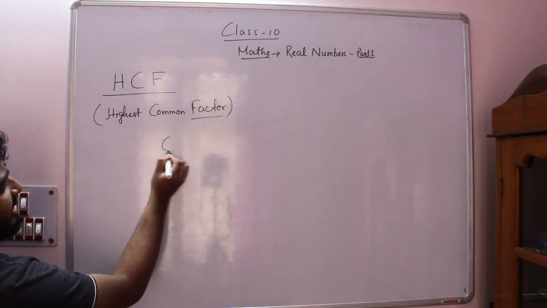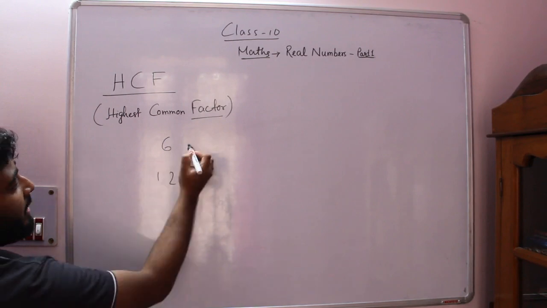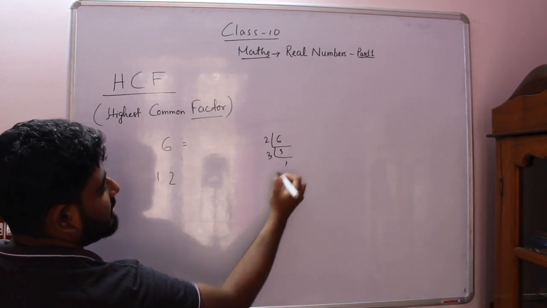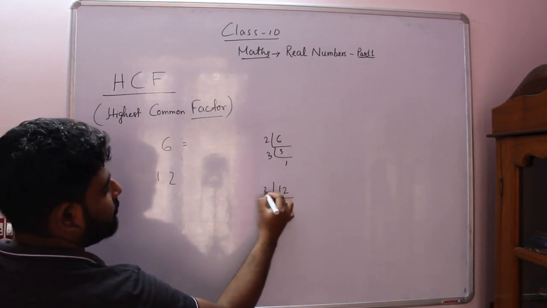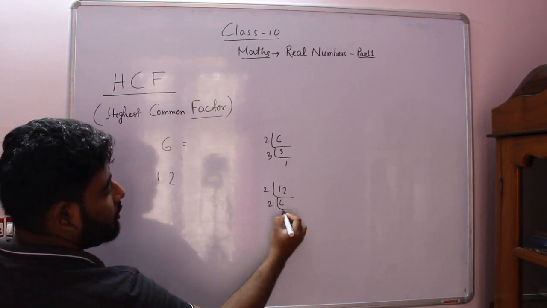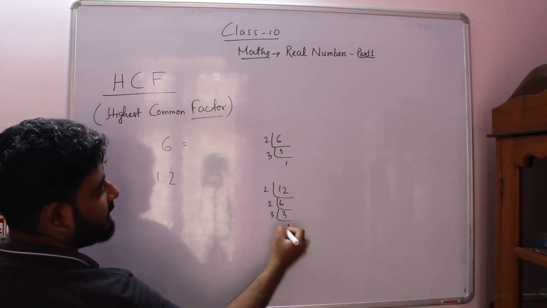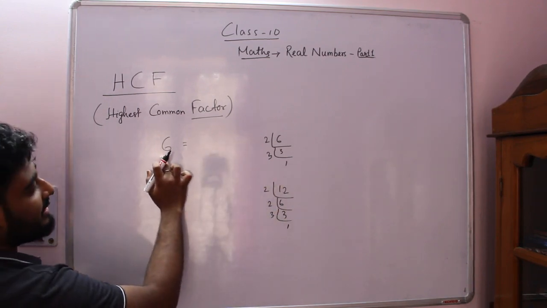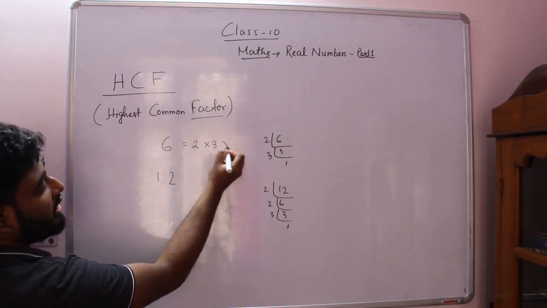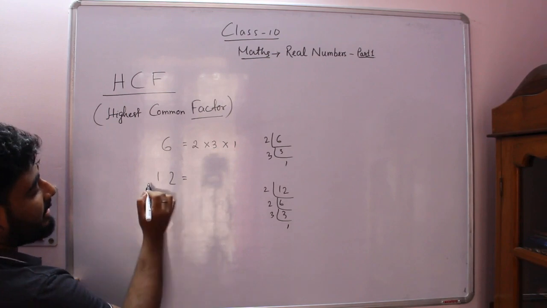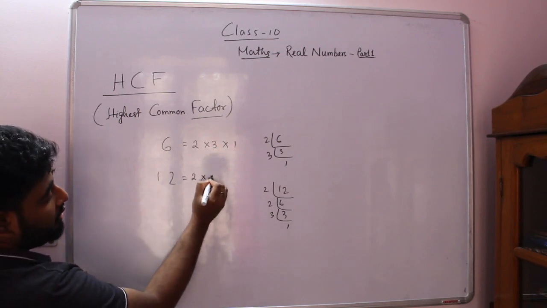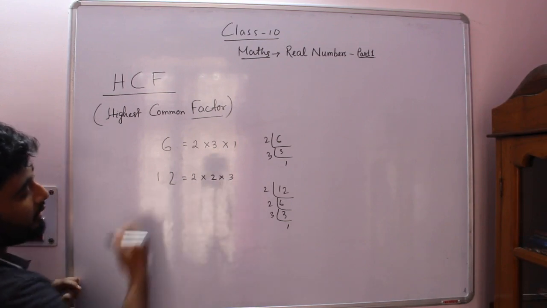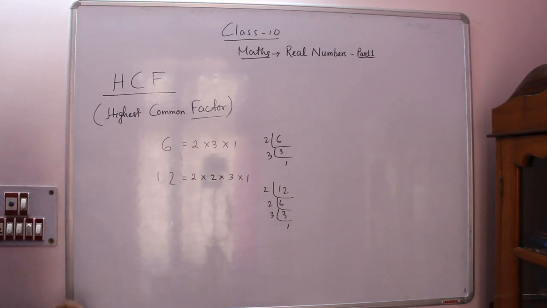Suppose I want to find the HCF of 6 and 12. Let us assume. So factors means what? Basically, when you factorize 6, 2 3s are 6, 3 1s are 3, and when you factorize 12, 2 6s are 12, 2 3s are 6, 3 1s are 3. So basically these are called the factors, right? 6 can be written as 2 into 3 into 1, and 12 can be written as 2 into 2 into 3 into 1.